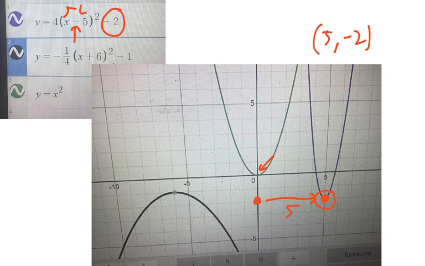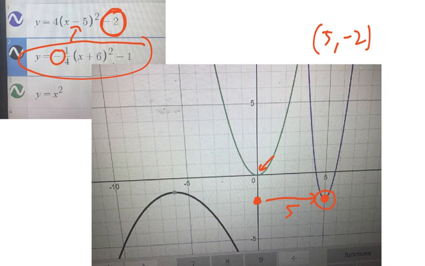So the number inside there, guys, the number that makes it 0 tells you how far it's going to go left or right. Notice a minus means it goes right. So some things are kind of backwards, right? And the -2 means it's going to go down. All right? Let's look at the second graph.